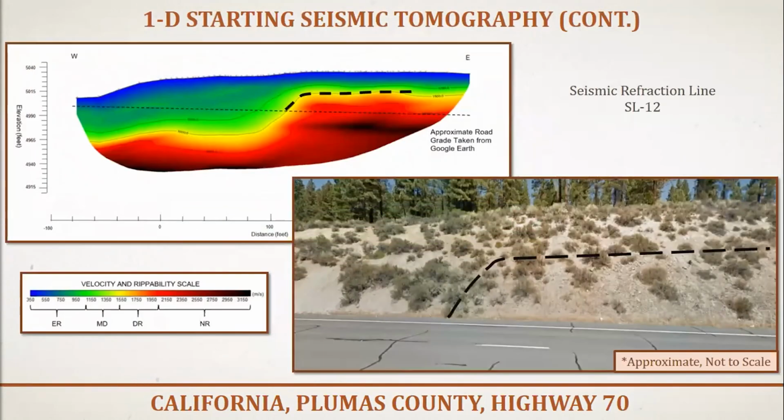So this is the result of our inversion. For this and the upcoming models, blues indicate slower velocities and reds indicate higher velocities. We use a more conservative ripping scale compared to the often used Caterpillar ripping chart. Our scale is shown in meters per second and is based on in-house Caltrans experience.